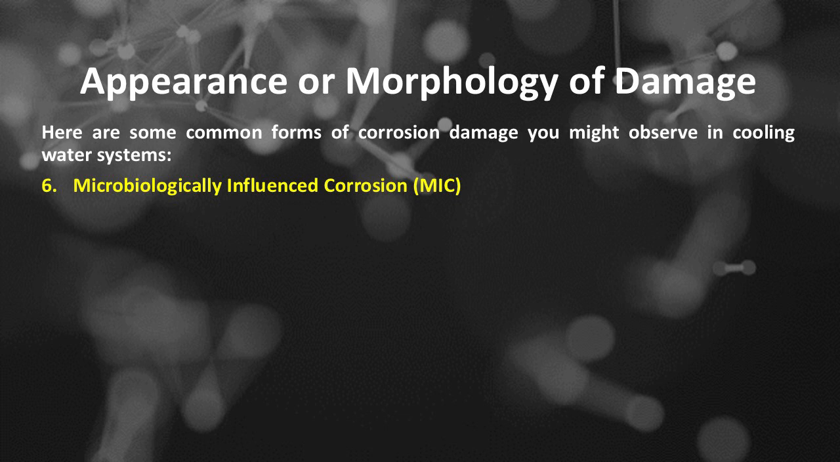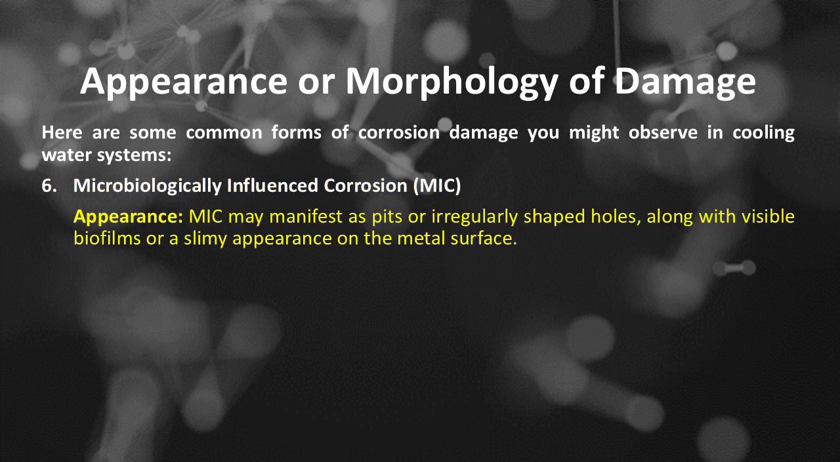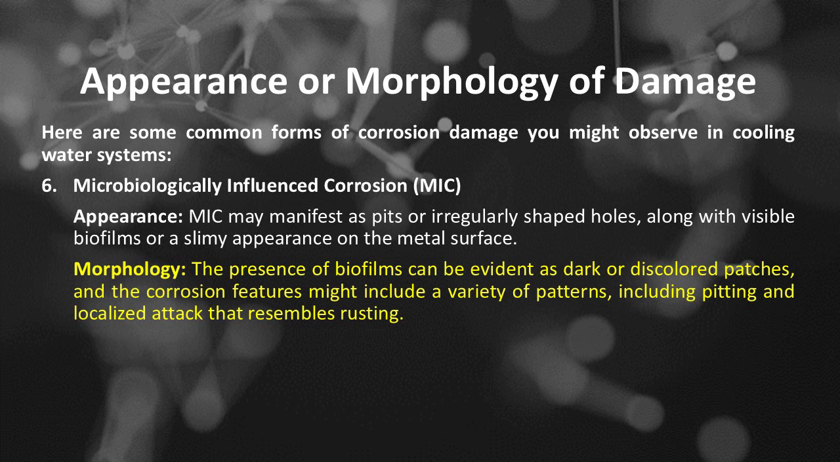Number 6 is microbiologically influenced corrosion, or MIC. Microbiologically influenced corrosion appearance. MIC may manifest as pits or irregularly shaped holes, along with visible biofilms or a slimy appearance on the metal surface. Microbiologically influenced corrosion morphology. The presence of biofilms can be evident as dark or discolored patches, and the corrosion features might include a variety of patterns, including pitting and localized attack that resembles rusting.